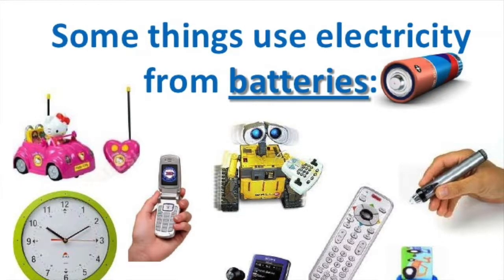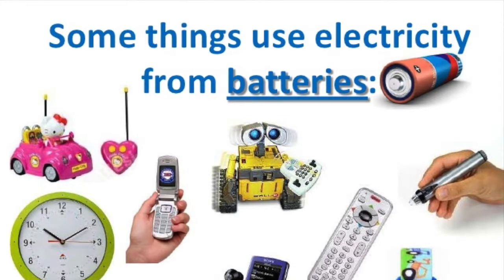Batteries. What is a battery? A battery is a device that contains one or more electrochemical cells. Batteries store energy in chemical form and, when required, convert that chemical energy into electrical energy. Batteries are connected to electrical devices such as remotes, flashlights, etc.